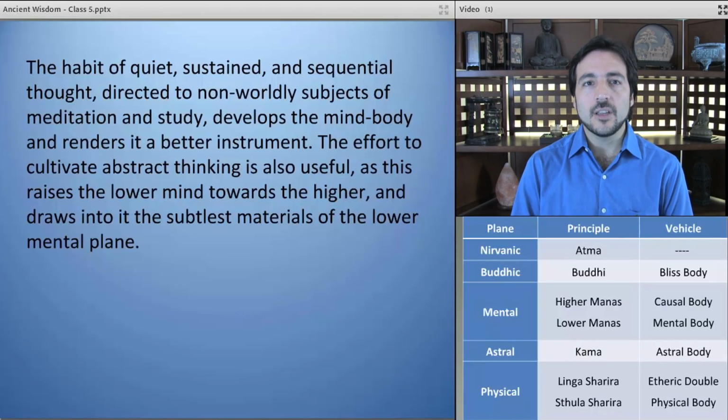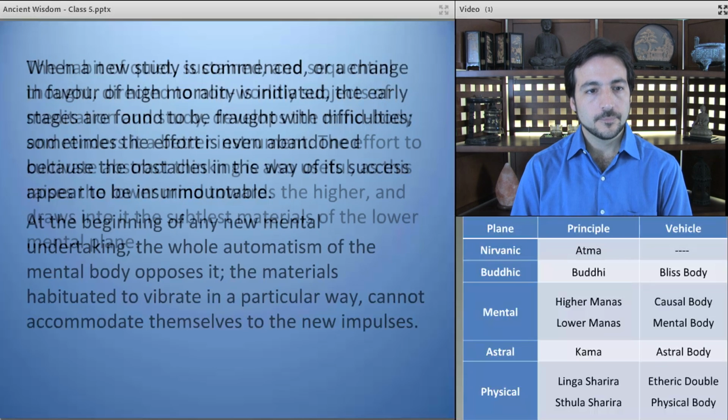Of course, study, meditation, service, all these are different aspects of the spiritual life. None of those isolated will be enough, if we want to put it that way. But this is one of the effects of the study of abstract subjects.